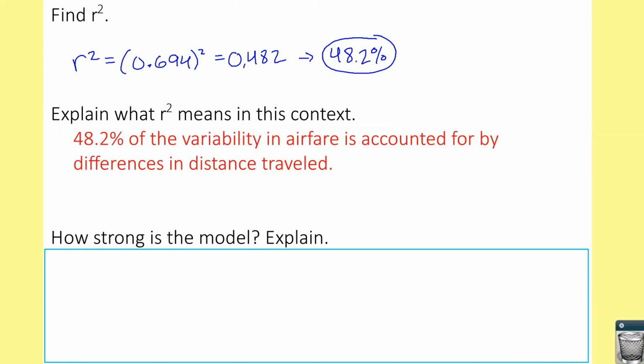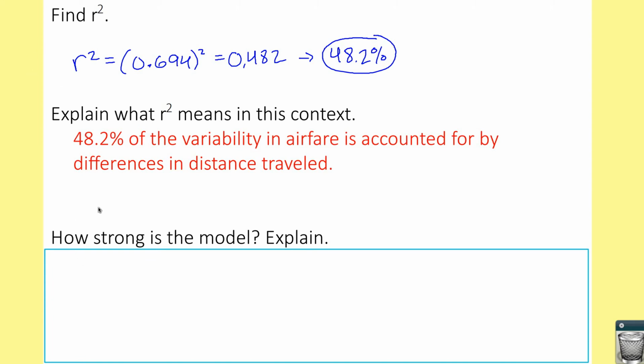So in this case, 48.2% of the variability in airfare is accounted for by differences in distances traveled. So the other 50 some odd percent is accounted for by other things. Maybe, depending on how much they have to pay employees, insurance prices, upkeep of the airplanes, maybe that affects the airfare, okay? But 48% of that variation in airfare is affected or caused by that distance traveled, okay?